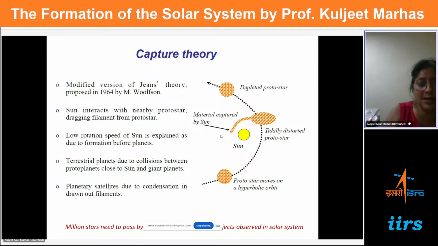Another theory which I found very interesting was that there's a sun and then there's a star going by, and the protostar's material is captured by the sun. Instead of the star capturing the sun's material, it is the other way around, and it makes a circle around the sun. Again, you cannot explain it. You would need millions of such protostars moving around the sun to capture the amount of material that we see today around the sun. So again, this was not it, and there are many more. You can check this out.